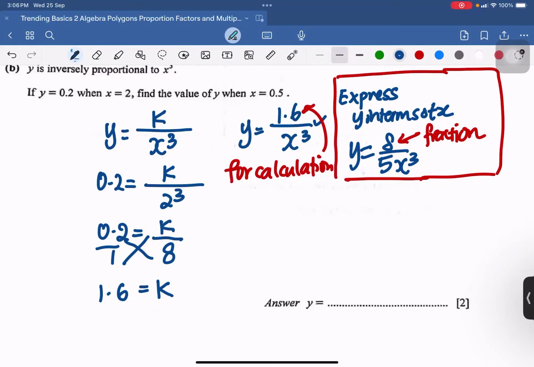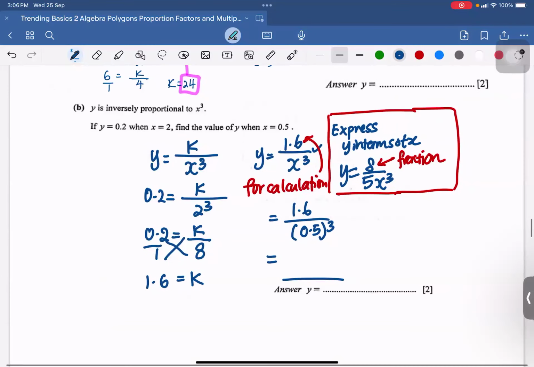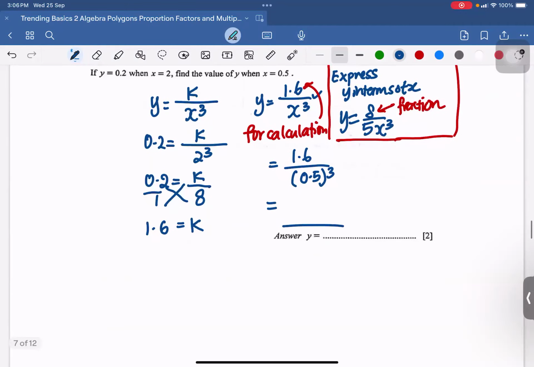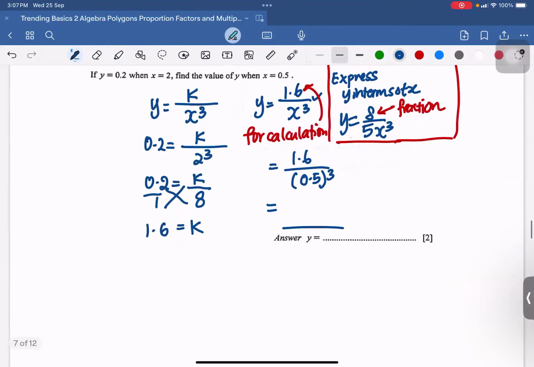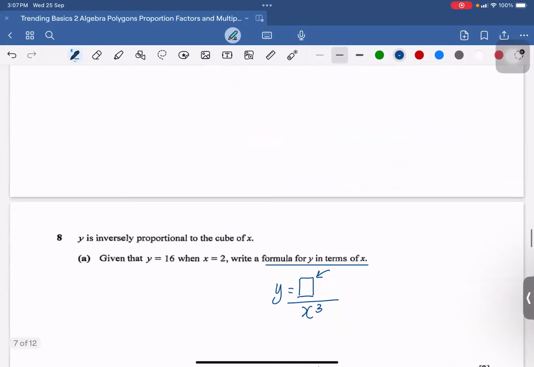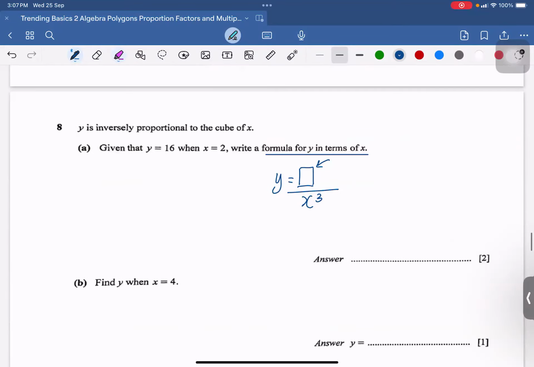Then the question says, find the value of y when x equals something. So I'll replace x equals 0.5 cubed and I can get the answer. I'll leave you all to calculate the answer on your own. If you finish up the questions, you can let me know, then I'll check the answer or mark the worksheet for you. Is that okay? Yeah.